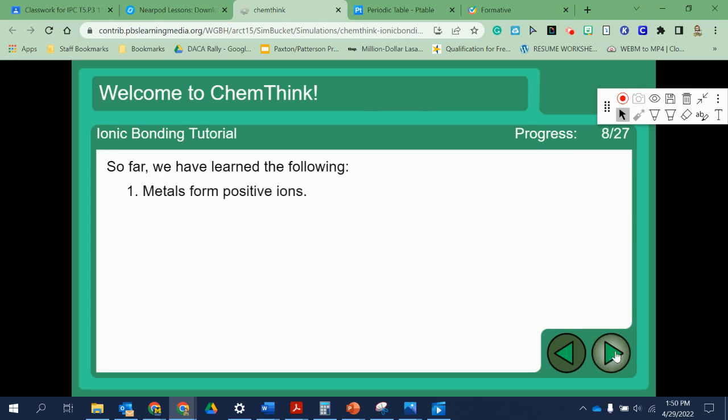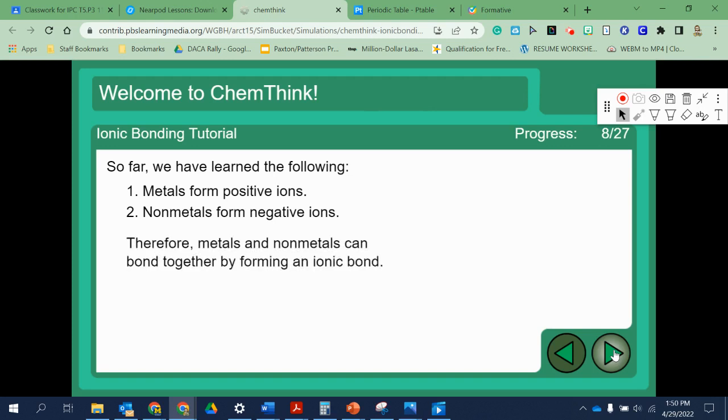So we learned that metals form positive ions because they give away an electron. Nonmetals form negative ions because they are accepting those negative electrons. Therefore, metals and nonmetals bond together because they form an ionic bond. One becomes positive, one becomes negative, opposites attract, and so they bond with each other. Let's take a closer look at how this works.